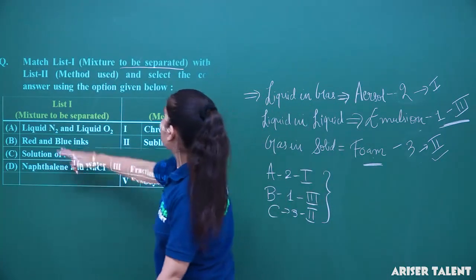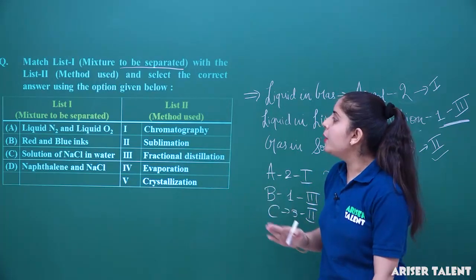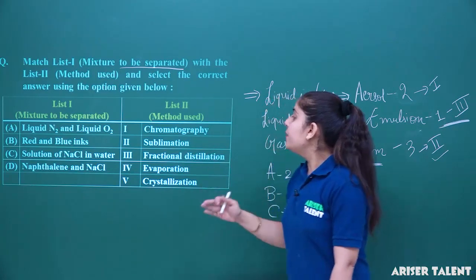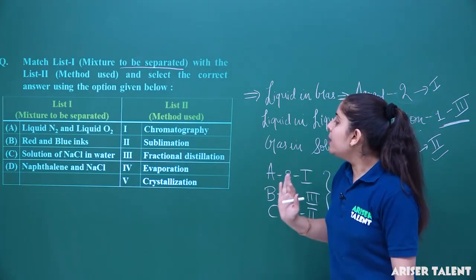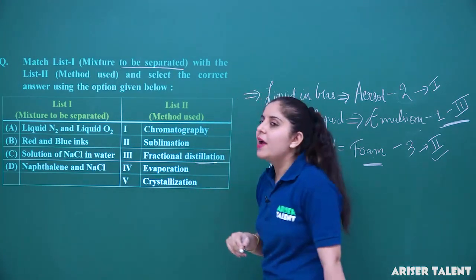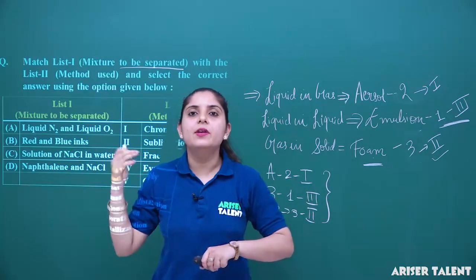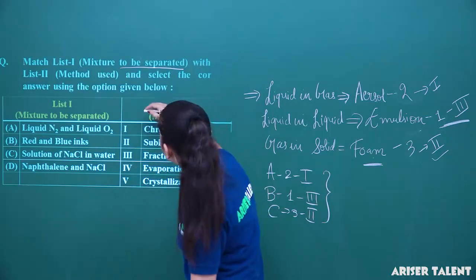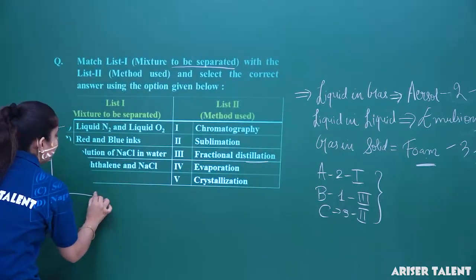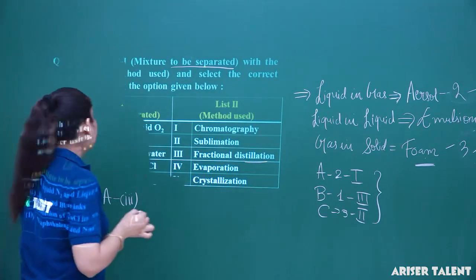So firstly, liquid N2 and O2. If you are provided with liquid N2 and O2, how will you separate them? You will separate liquid N2 and O2 only by the process known as fractional distillation. Why are we using fractional distillation? Because the different gases are obtained at different temperatures there. So liquid N2 and O2 can only be separated by fractional distillation. So I can say A3 here.